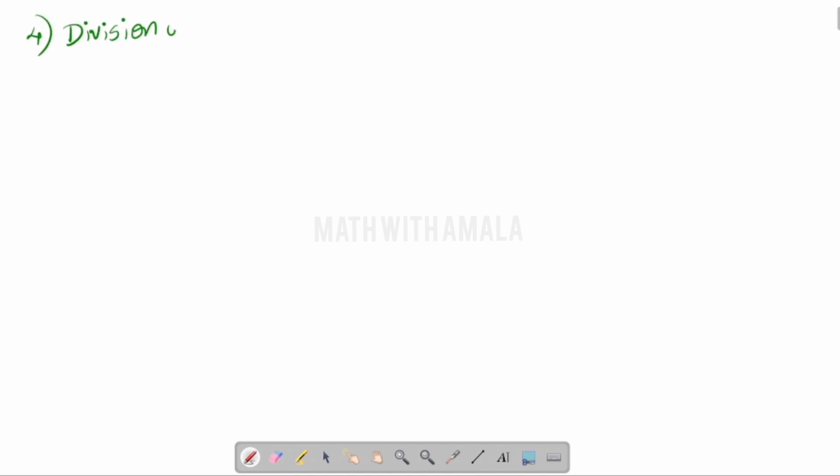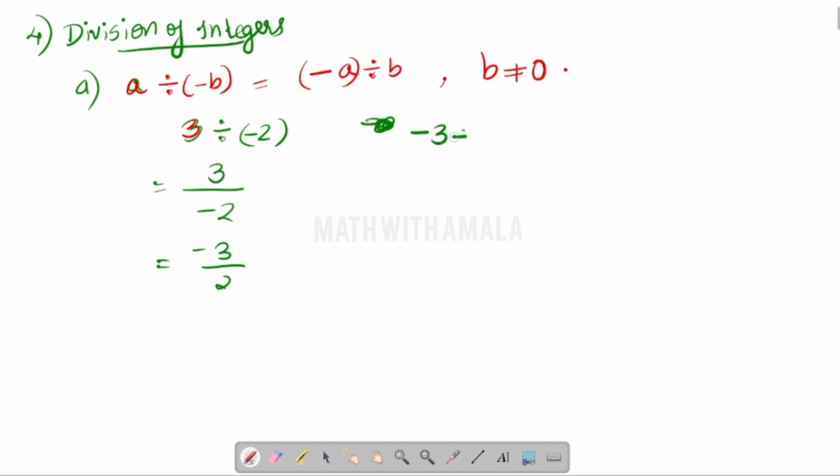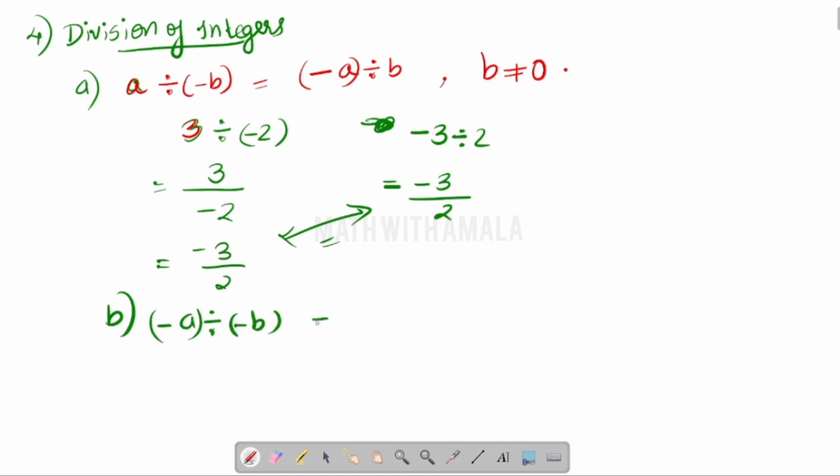The last topic is division. So division of integers, how will you divide? The only condition that we have to bear in mind is that the denominator should not be 0, because division by 0 is not defined. The first part is A divided by minus B, that is positive number divided by negative number. It is the same as negative number divided by positive number. 3 divided by minus 2, 3 by minus 2, minus 3 by 2, same as minus 3 divided by 2, minus 3 by 2.